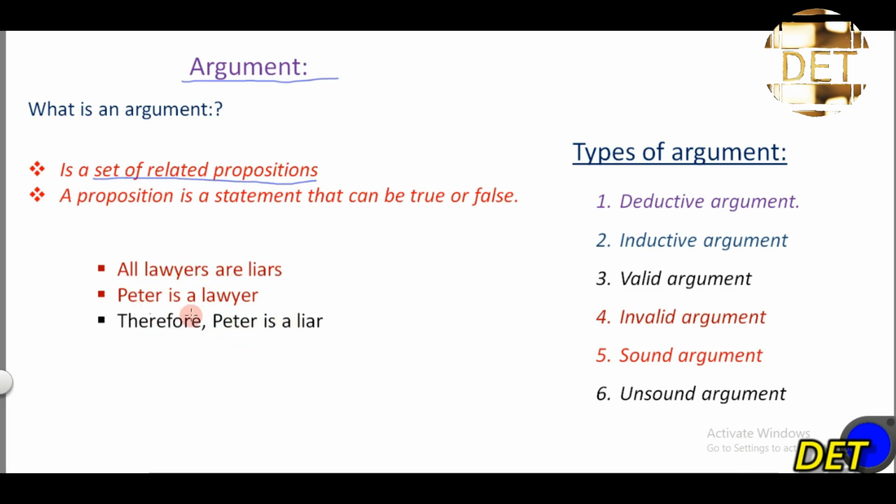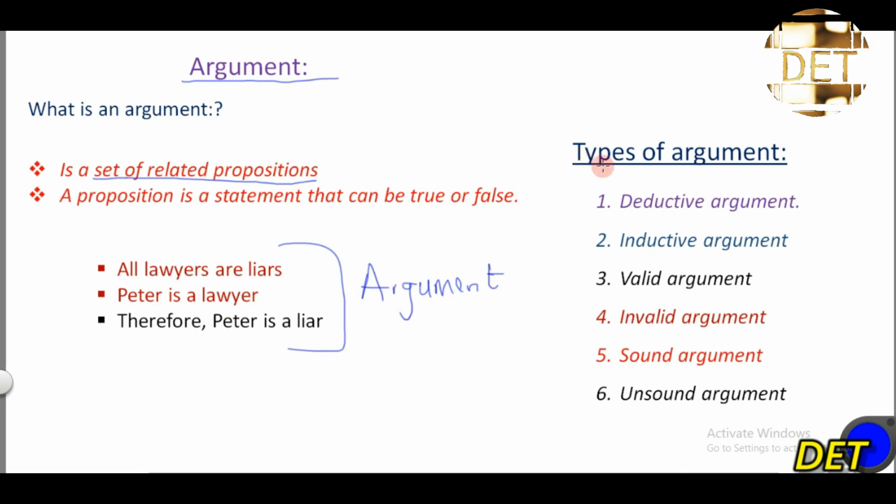And all these propositions, they are related. So when we have a set of related propositions, we refer to those sets of related propositions as an argument, right? So again, an argument is a set of related propositions. It is a collection of related statements that can be true or false, right?